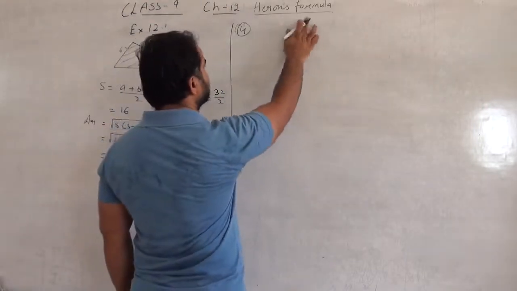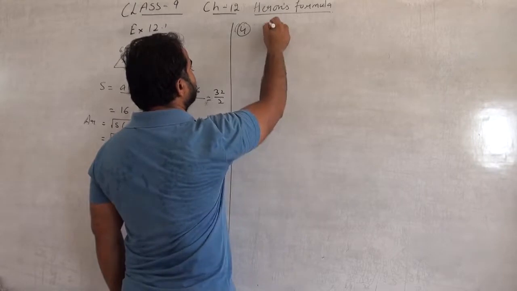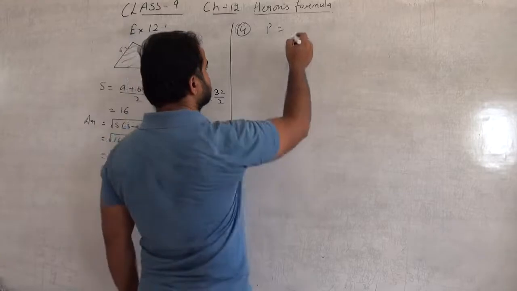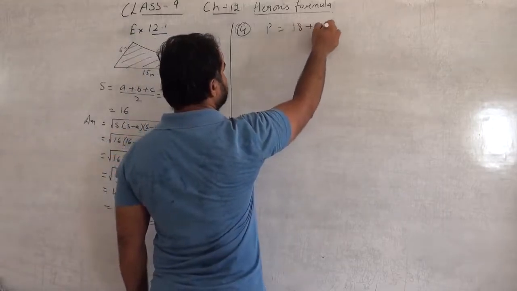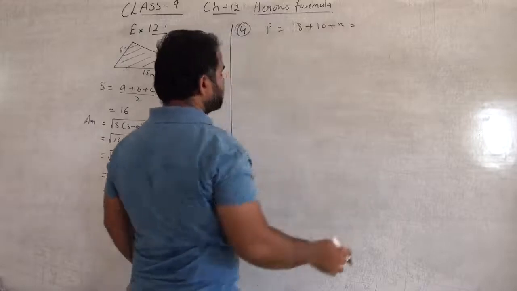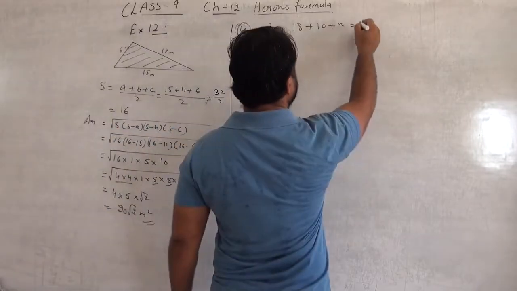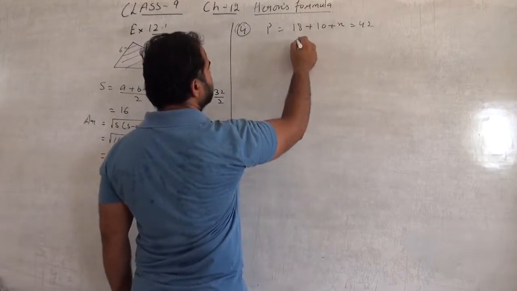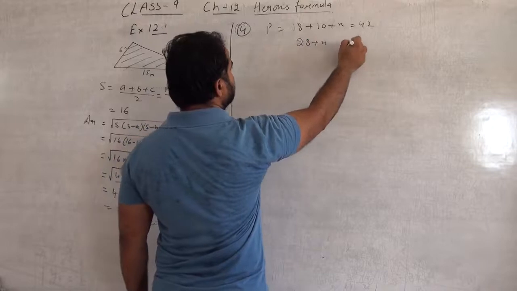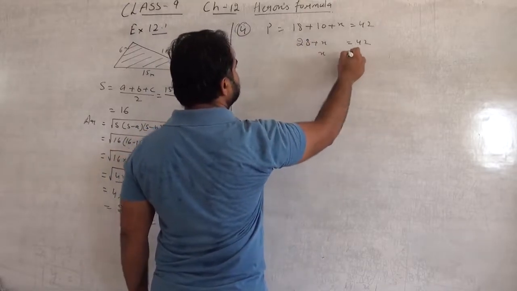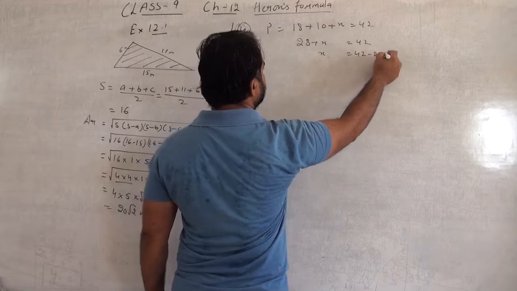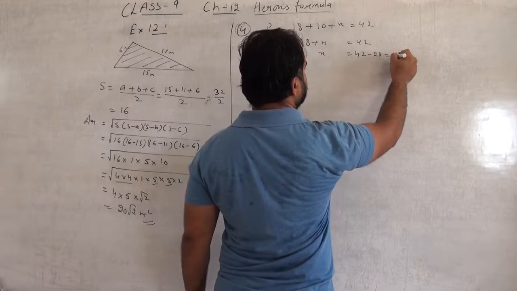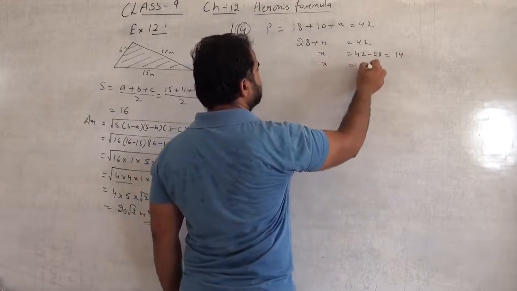So first of all we have to find the third side. So perimeter equals to 18 plus 10 plus x, which will be equal to given perimeter 42. Okay. So 18 plus 10 equals to 28 plus x equals to 42. X will be 42 minus 28. So 42 minus 28 is 14. So x equals to 14.